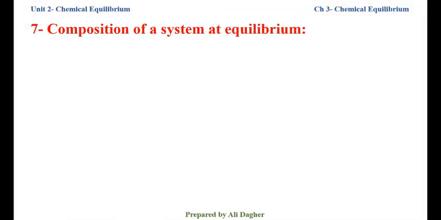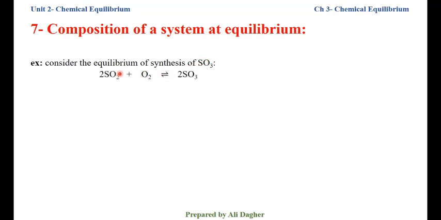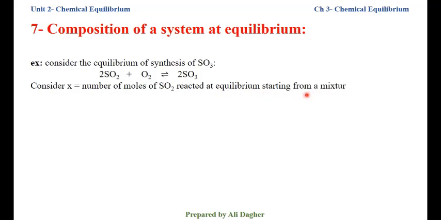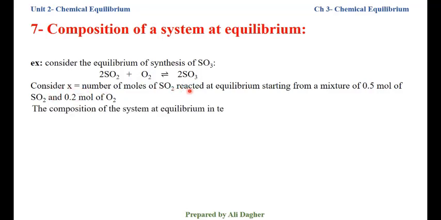Now, application. Consider the equilibrium of synthesis of SO3: SO2 plus 1/2 O2 gives SO3. Consider X equals the number of moles of SO2 reacted at equilibrium, starting from a mixture of 0.5 mole of SO2 and 0.2 mole of O2. These are the initial numbers of moles of reactants. And X is the number of moles of SO2 reacted.